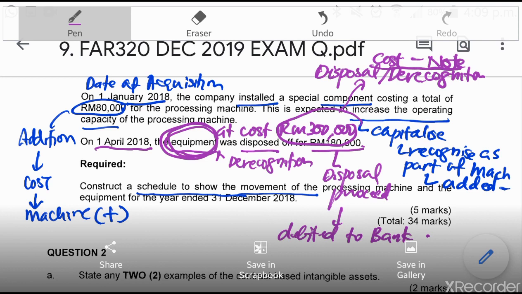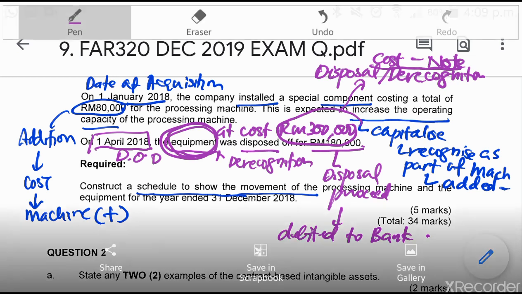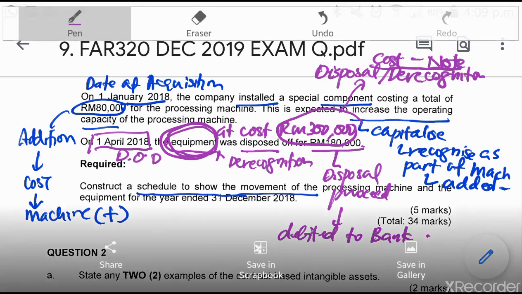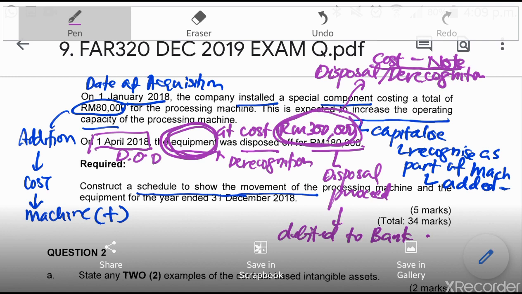Okay, so there are a few things that you need to take note. And remember, the date of disposal is 1st of April. So what we are trying to do here is that for the equipment that was disposed on 1st of April, from 1st of January 2018 up till 31st of March 2018, you still need to charge depreciation. We're talking about that 300,000 here. And that one will need to be reflected in the movement of PPE.